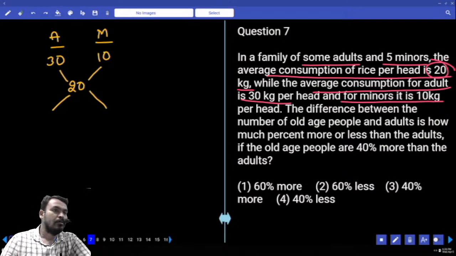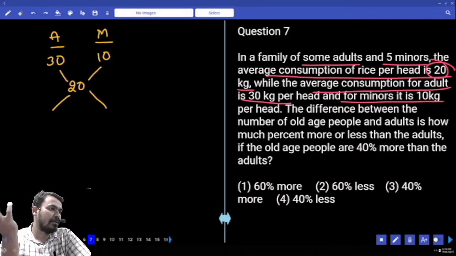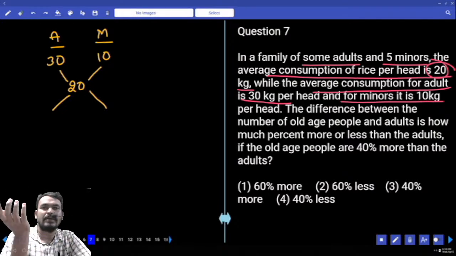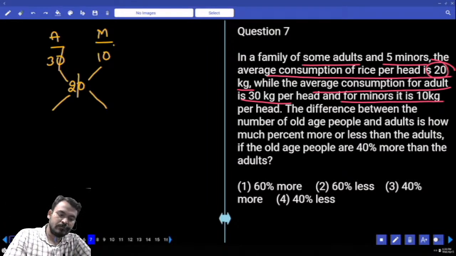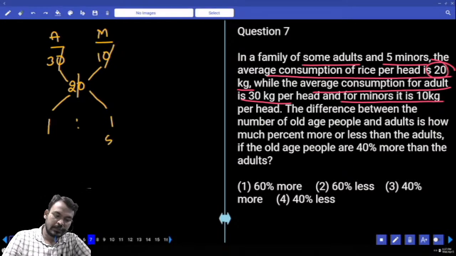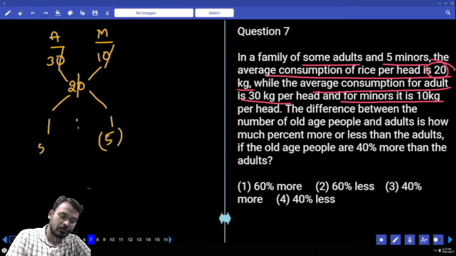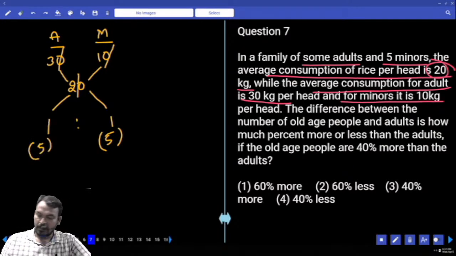We know the adults' average, the minors' average, and the entire members' average. What is the ratio? 30 minus 20 is 10, 20 minus 10 is 10, so the ratio is 1:1. Minors are 5 members, so adults are also 5 members. What is the next point?